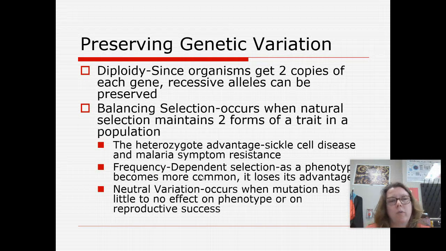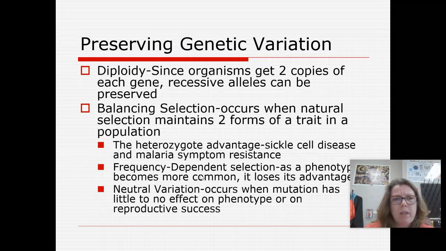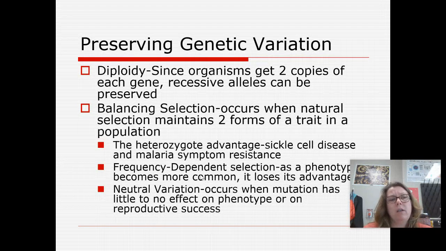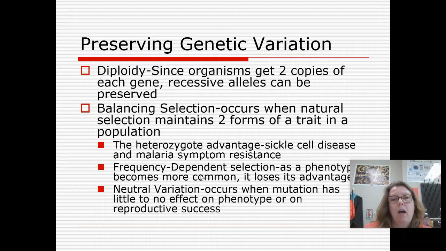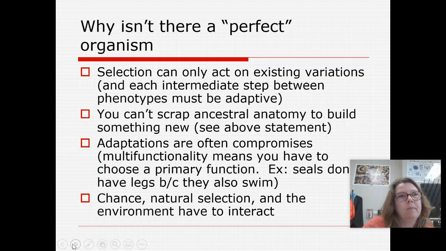And then there are the neutral variations, right? Meaning a mutation has little or no effect either on the phenotype or the reproductive success. And so those variations, natural selection only gets rid of things that are disadvantageous, right? Those are the things that get selected against. If a mutation is neutral, natural selection doesn't really have a mechanism for removing it. So those genetic variations would persist.